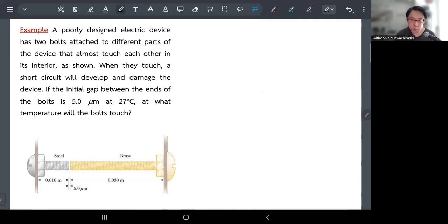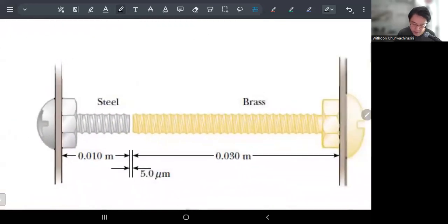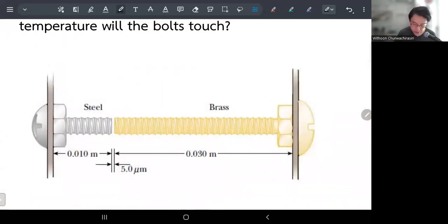What do you think? All right, as you can see, the bolt has been fixed onto a structure on two walls over here. So when the temperature rises, the steel bolt will expand in one direction. Does that make sense? Because the left end is already fixed to the wall on the left. So you can expect that the steel will expand a little bit. Let me call this a delta L of the steel.